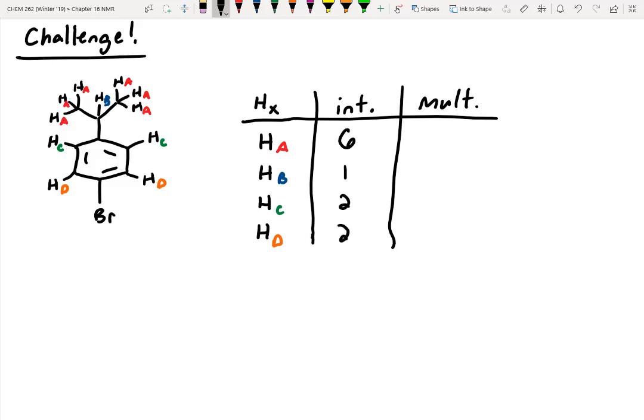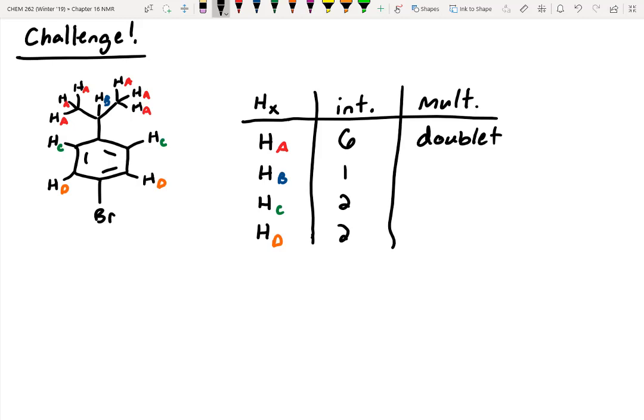Not too bad. All right, now if we focus in on just one of these HA protons, how many 3-bond neighbors does it have? 1, right? It only has 1 HB proton that's a 3-bond neighbor, so what will the multiplicity be for HA? A doublet. It's going to be a pretty big doublet because there's 6 protons making up that signal, right? So it's going to be 6 times as large as the signal for HB.